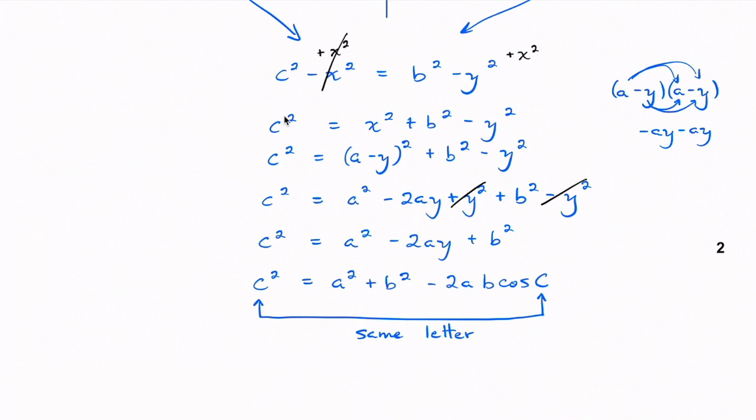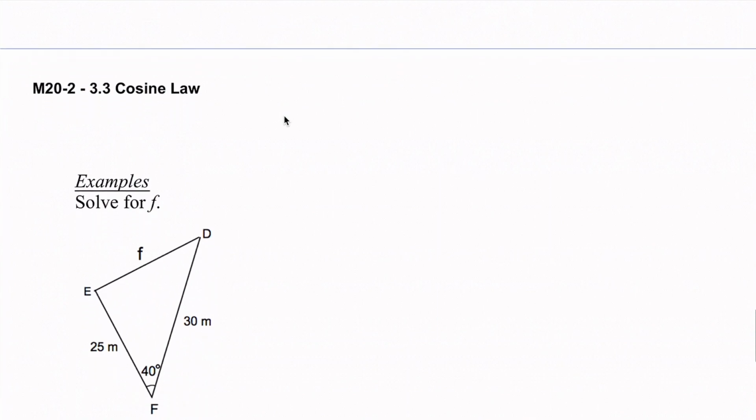Okay, so now that we're finished with our proof, again, just put that little box in the corner. That just signifies the proof is complete and you're finished. So from there we can move on to our first example.